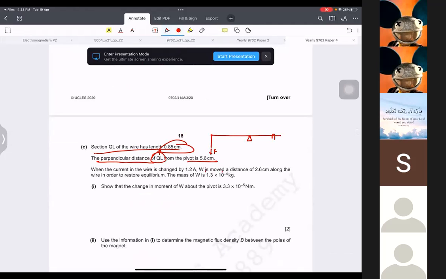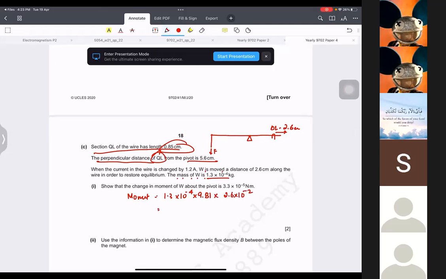Now it says the change in moment. It was moved backwards with a distance of 2.6. So this is the change in length it moved. And the weight, the mass of W, is this. So first of all, we'll use moment: 1.3 times 10 raised to minus 4 times 9.81. This will give us the force, and the change in length is 2.6 times 10 raised to minus 2.